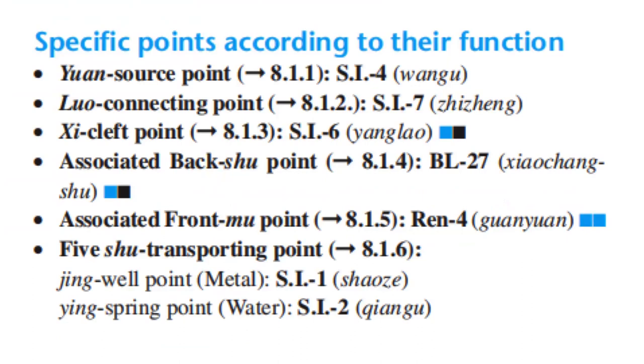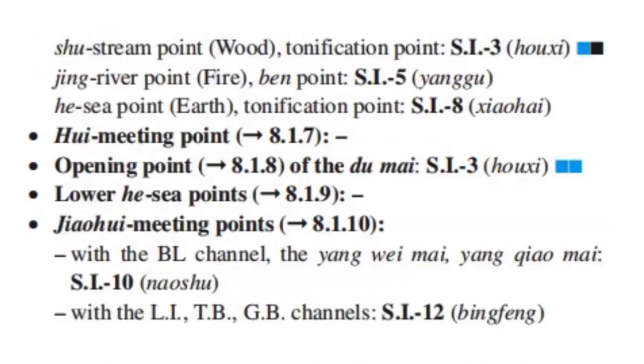The 5 shu transporting points: Jing well, metal point is SI1. Ying spring point, water point, SI2. Shu stream point, wood point, tonification point is SI3. Jing river point or fire point, horary point, SI5. He sea point, earth point, sedation point, SI8.